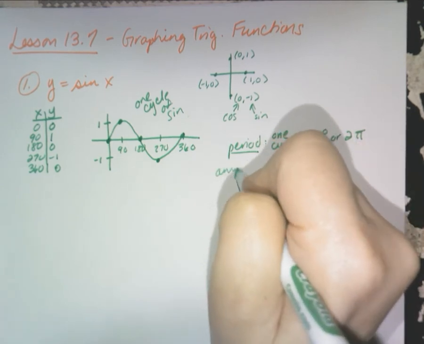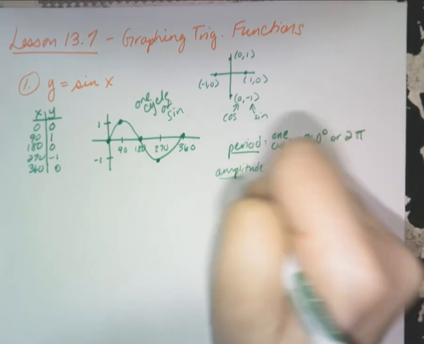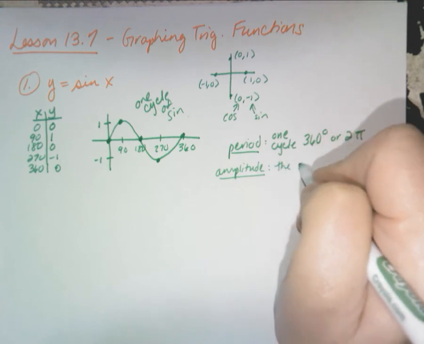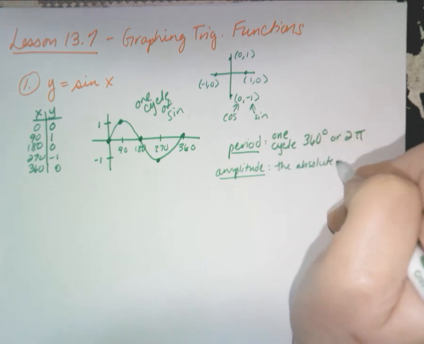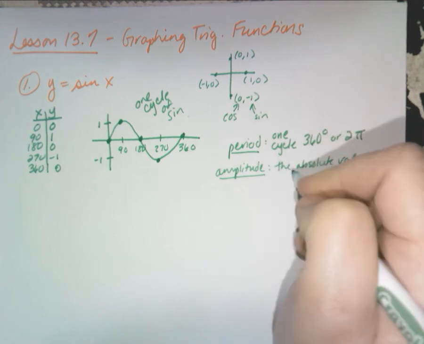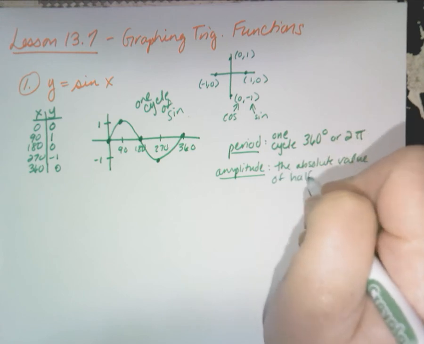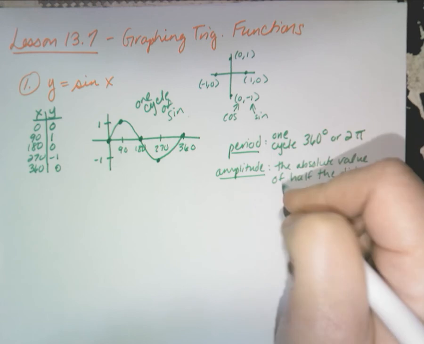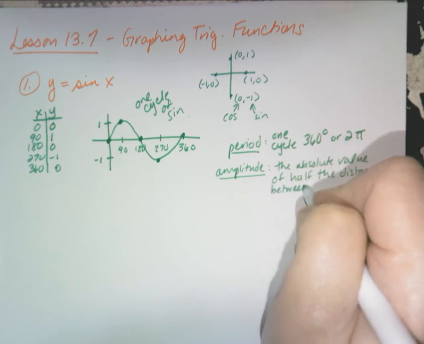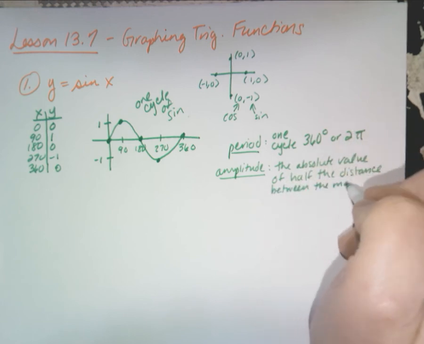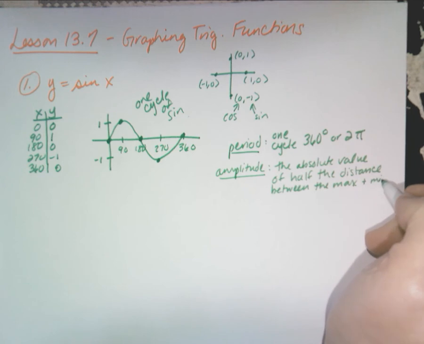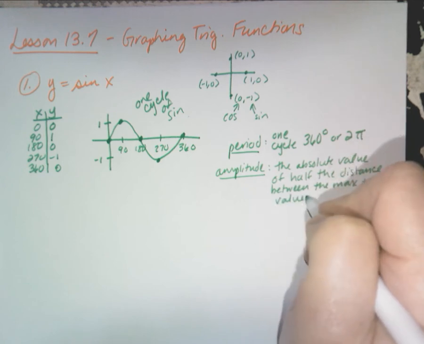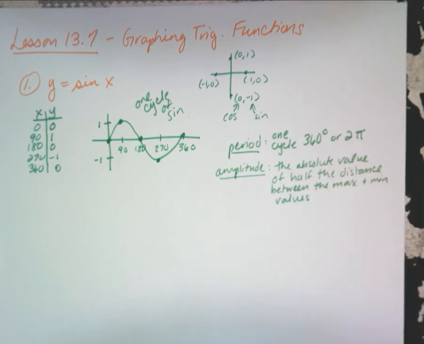The amplitude refers to the absolute value of half the distance between the max and min values. The absolute value of half the distance between the max and min values.